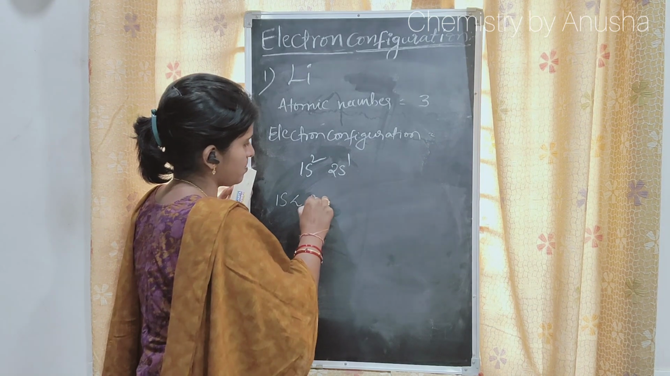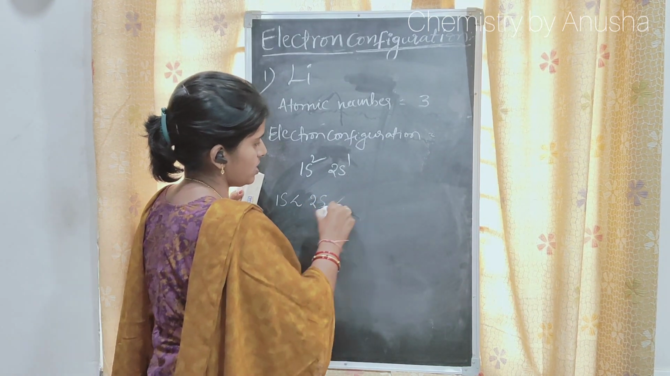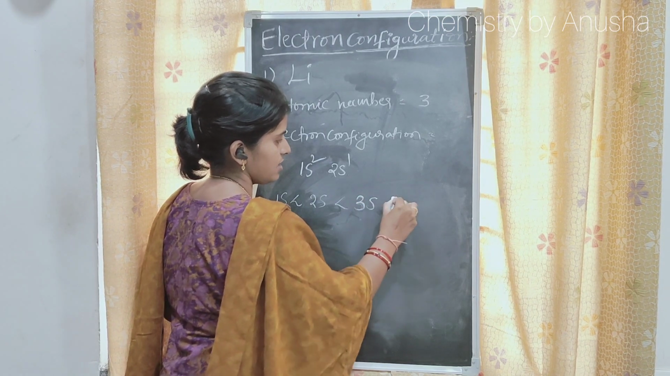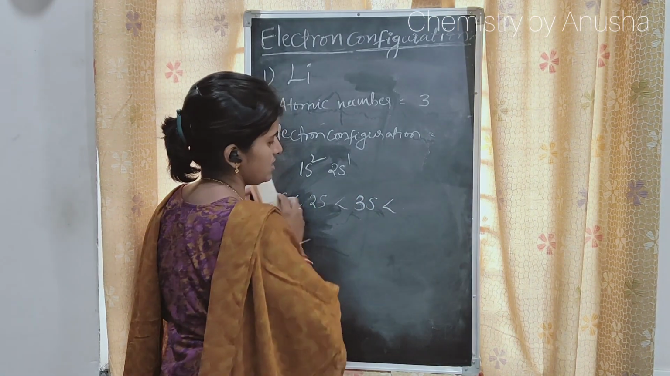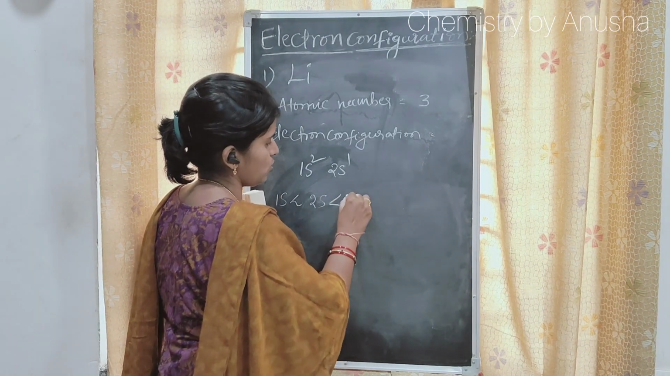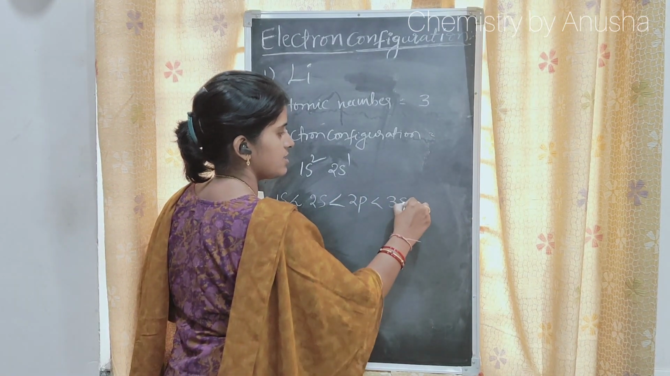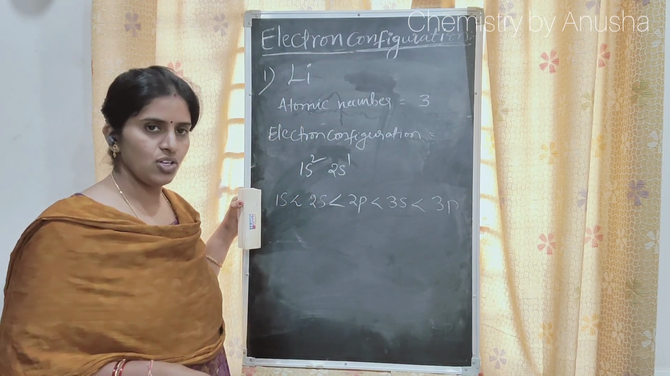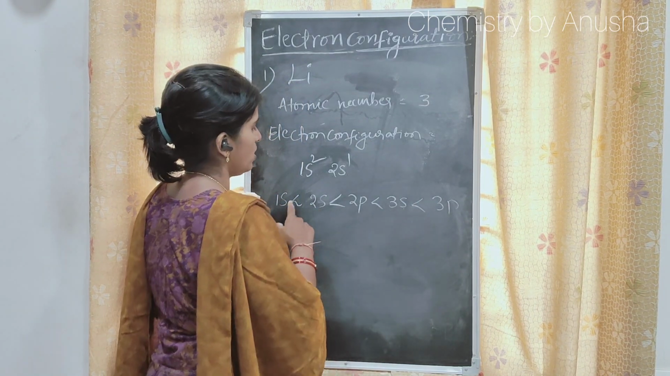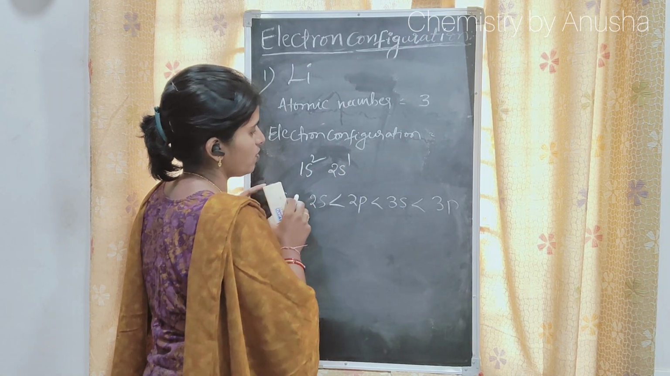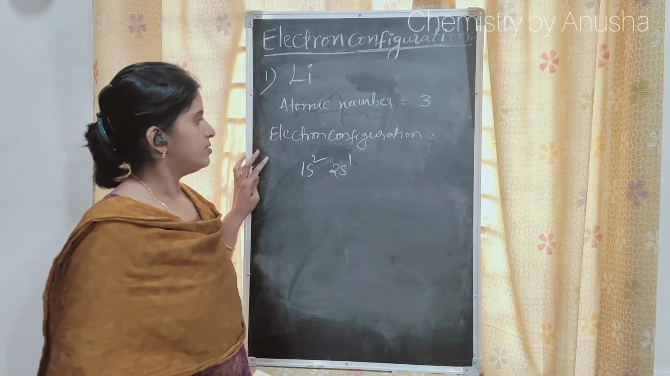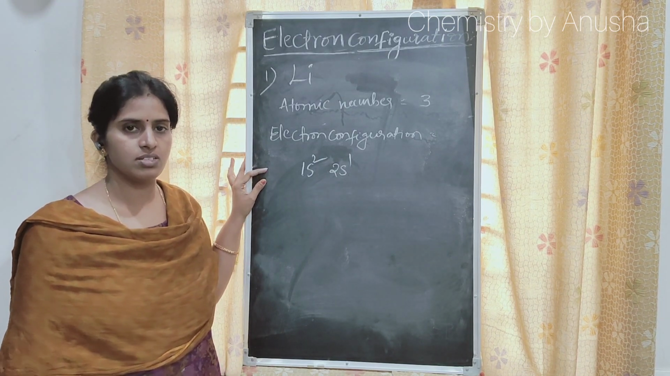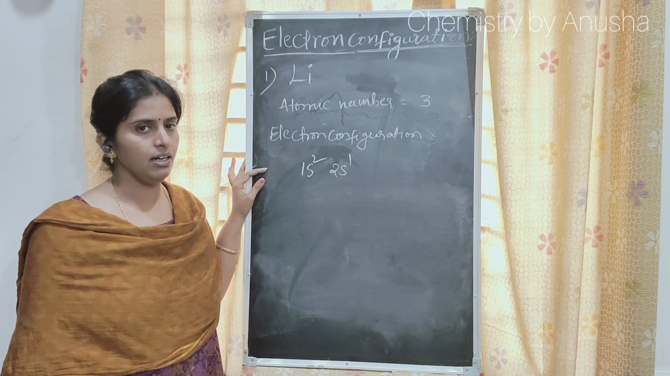We already explained the Aufbau principle: 1s is less than 2s, less than 2p, less than 3s, less than 3p, like that. Here we have already given the energy order. So within this energy order, the number of electrons filled within these atomic orbitals is 1s2, 2s1. Based on the 3 rules, we can fill the electrons.